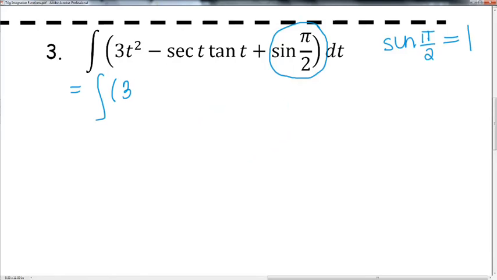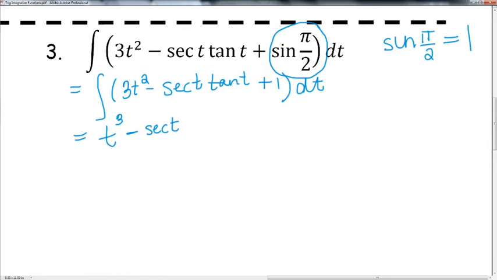So I have the integral of 3t squared minus secant t tangent t, and I'm just going to go ahead and write plus 1, multiplied by dt. So now I'm ready to take the antiderivative. That's going to be equal to t to the third. Notice my 3's are going to cancel. And then I'll write the minus sign. What gives me an answer of secant tangent? I hope you remember that the derivative of secant is secant tangent. So I'll write minus secant. The antiderivative of 1 is 1t, and then finally plus c.